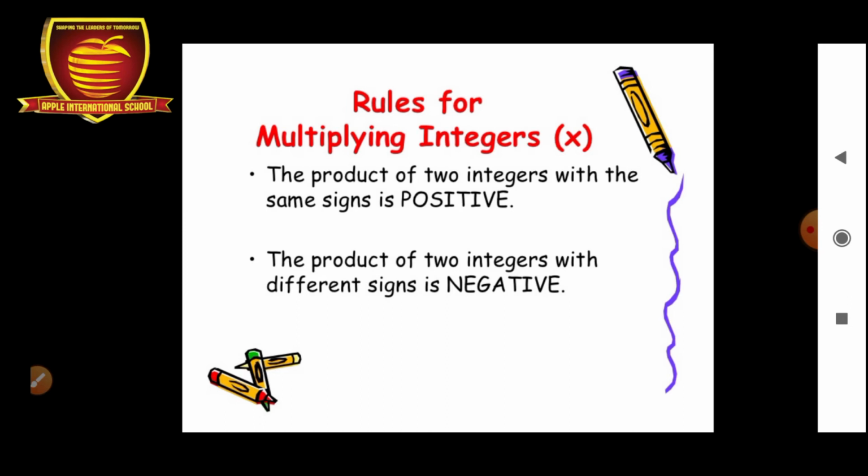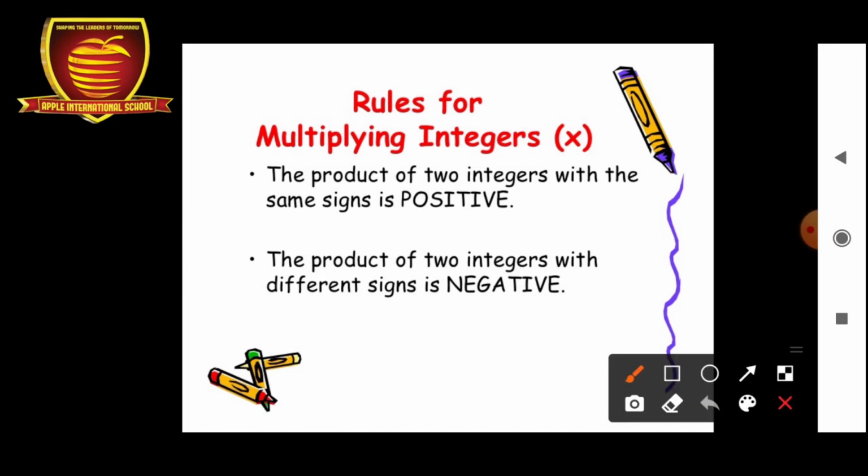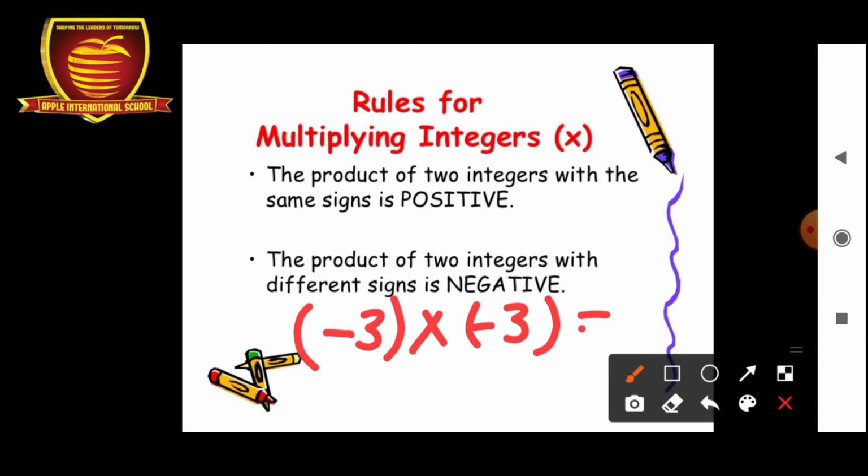Next, here we have some rules for multiplying integers. The first one is the product of 2 integers with the same sign is positive. For example, -3 into -3. Here -3 is negative and the other -3 is also negative. So when we multiply these 2 integers, the answer is positive 9. So the product of 2 integers with the same sign is positive.